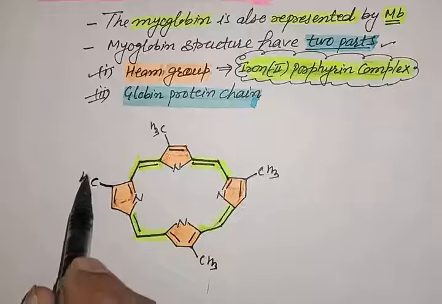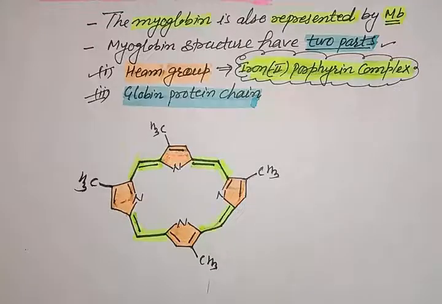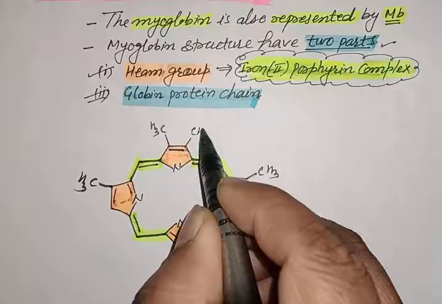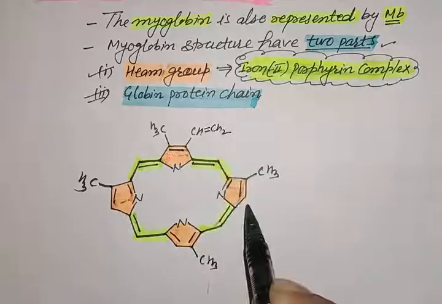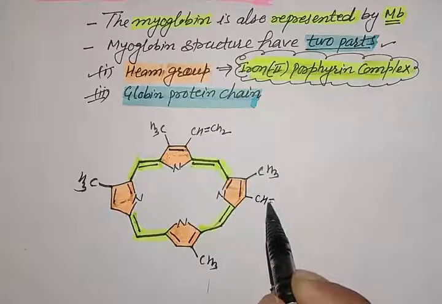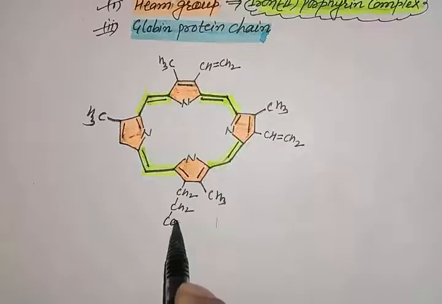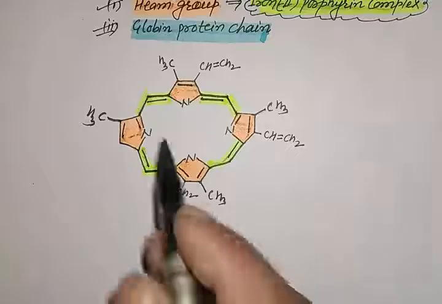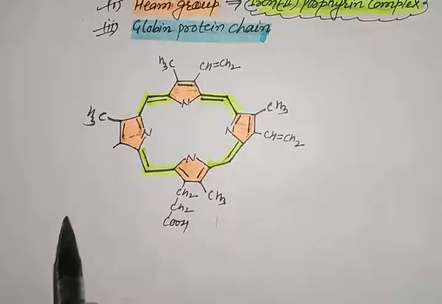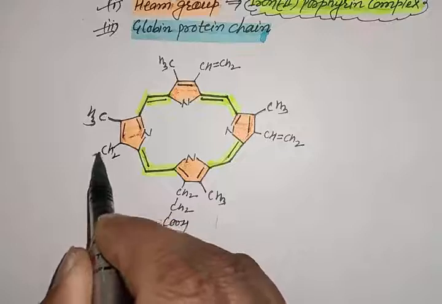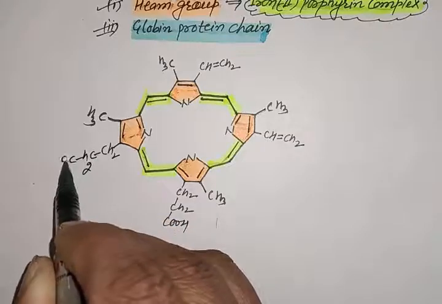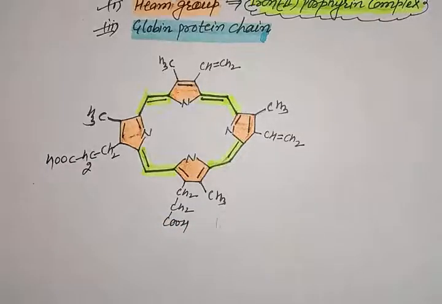is a CH3 group, and at carbon number 2 there is a CH double bond CH2 group, and carbon number 4 also has a CH double bond CH2 group, and at carbon number 6 there is a CH2 and COOH group, and similarly at the last carbon, position number 8, a CH2 and COOH group is attached. So this is our ligand, porphyrin.